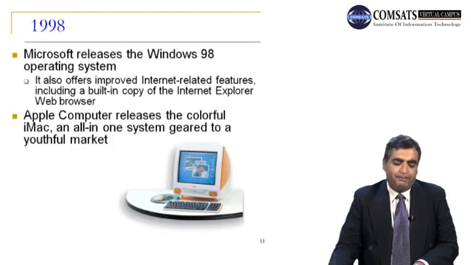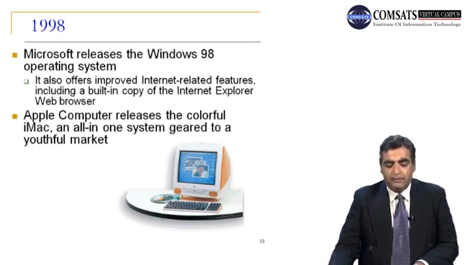In 1998, Microsoft releases the Windows 98 operating system. It also offered improved internet facilities, including a built-in copy of the Internet Explorer web browser. So it becomes a competitor for Netscape Communicator. Microsoft launches this Internet Explorer with an easy-to-use interface, more flexible and comparable to the Windows interface. So it becomes easy for users who are using Windows 98 to work on the internet.